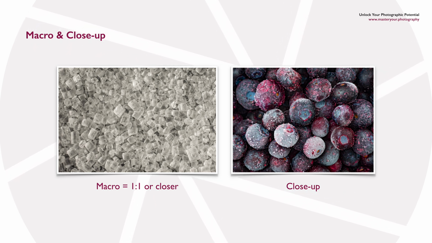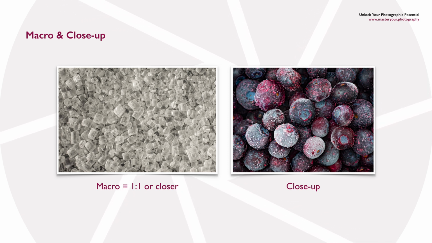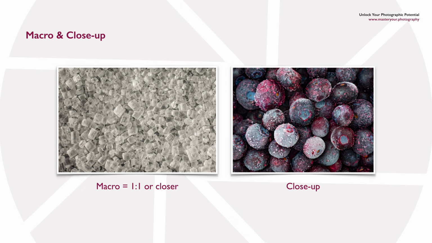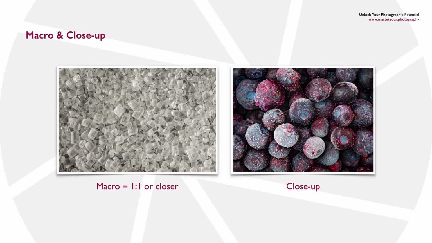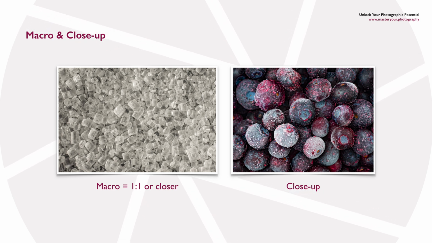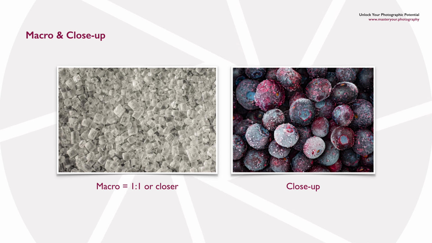The example on the left here is a true macro photograph of white granulated sugar crystals. You wouldn't necessarily know it was those without being told, and that's the beauty of macro photography. It reveals these hidden worlds when you zoom in so close on a subject that it becomes unrecognisable. You'll sometimes come across macro photos that are even closer in than a one-to-one ratio.